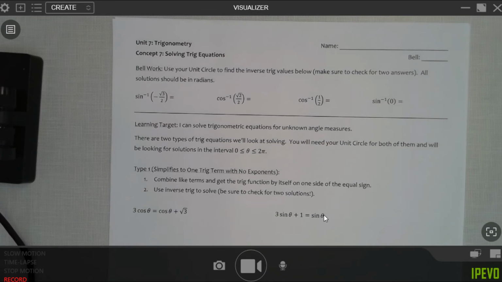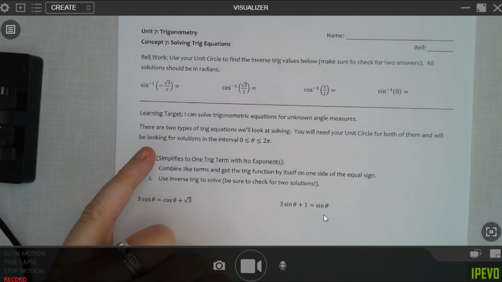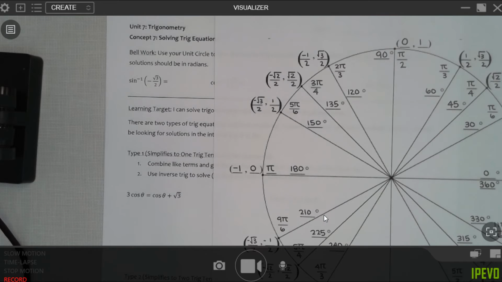All right, so today we're going to be solving equations. So the first thing we need to do is to go back and remember how to do these answers off for our unit circle. So I have my unit circle right here. Remember, sine always goes with your y value, cosine goes with your x value, just like the alphabet. C comes first and so does x.